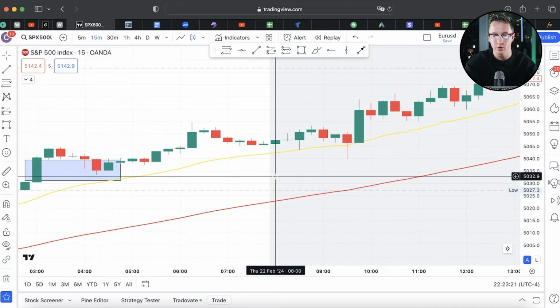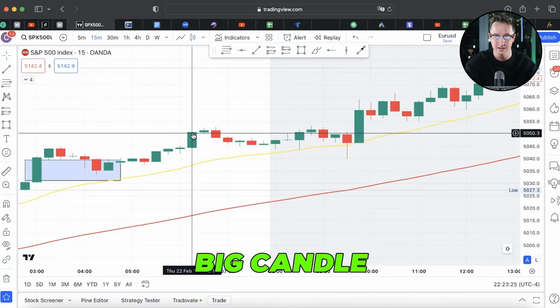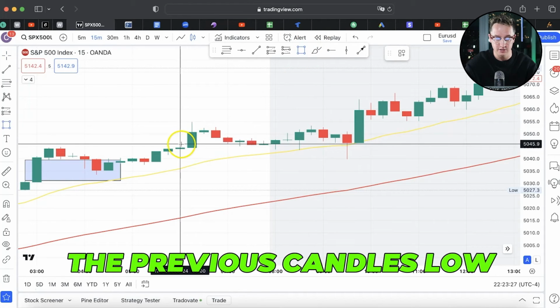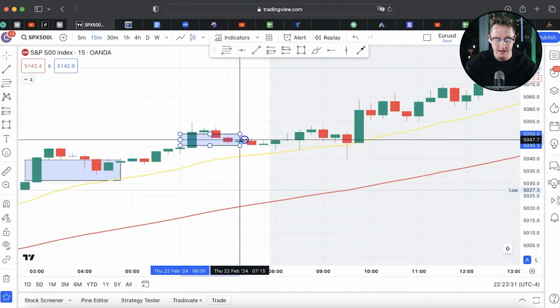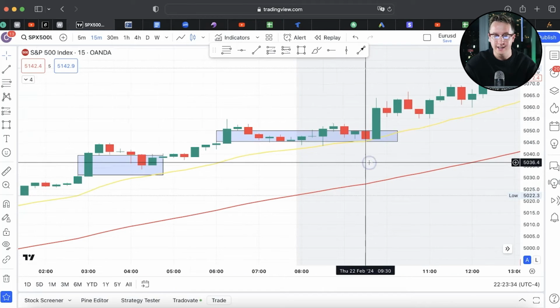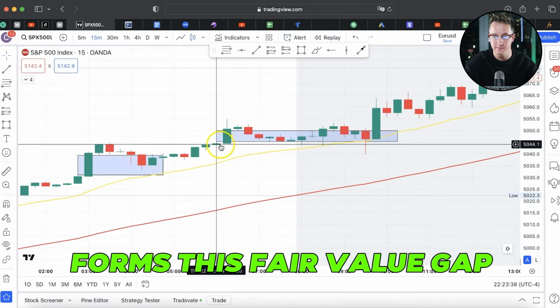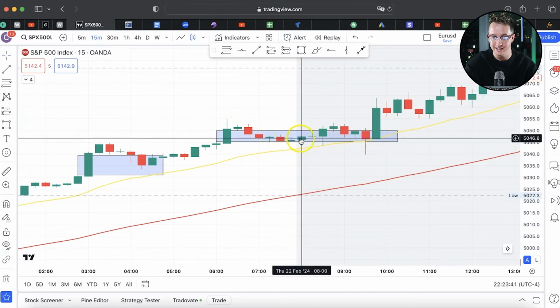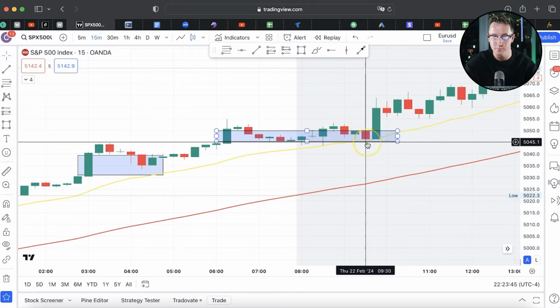Talk soon. Now, look, we can see another fair value gap. We have this big candle right here. We're going to go from the previous candle's low, the first candle, to the third candle's high, extend into the future, and then look how price does that. Price pushes higher, forms this fair value gap, comes back in it, then right at the market open, look how it digs in here. We can look for buys.